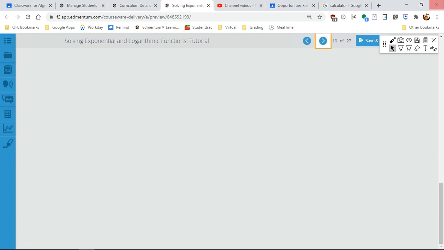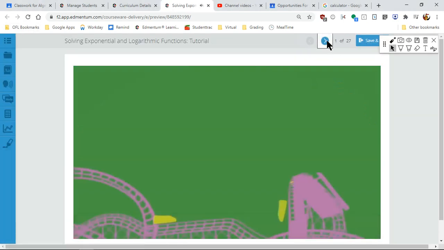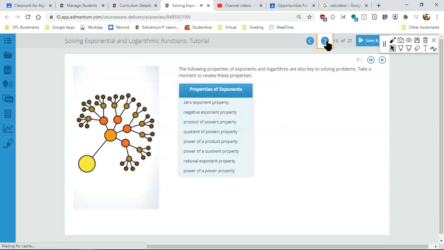Let's give this a second to load. Any questions so far? Are you good? While this is loading. 19.